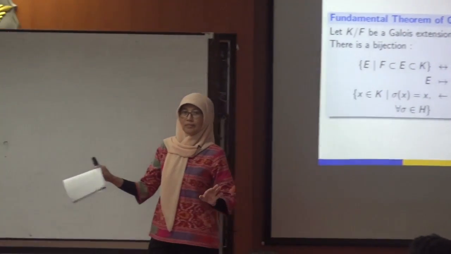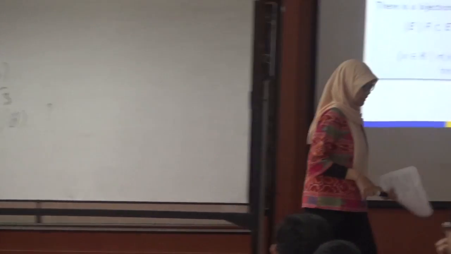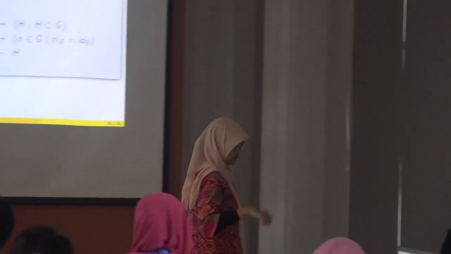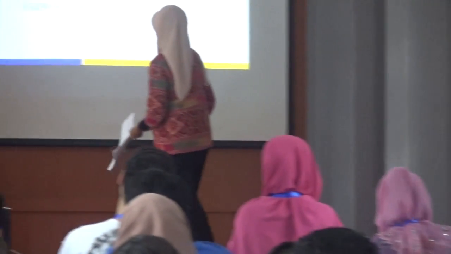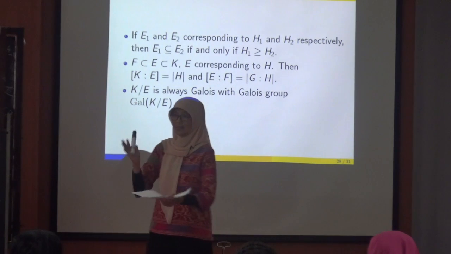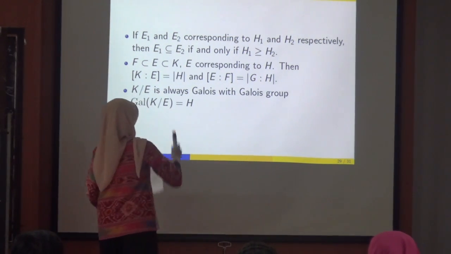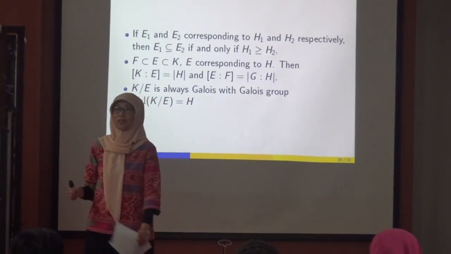Okay, these are two families, but we have the bijection here. And we also have interesting properties about this situation. Suppose A1 corresponds to H1 and A2 corresponds to H2 respectively. If A1 is contained in A2, then in the other family it is the reverse. So if A2 is bigger than A1, then H2 is smaller than H1.